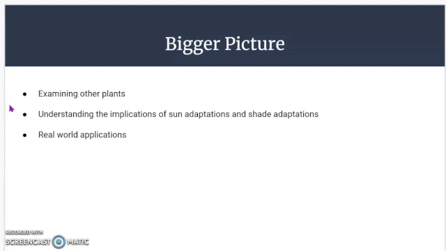And as for the real-world applications, if a farmer, for example, wanted to maximize crop output or yield, they would benefit from the knowledge of whether their plant is shade or sun adapted. If their plant were to be shade adapted, they could place it in lower light conditions so that it can maximize its photosynthetic rate and energy budget.